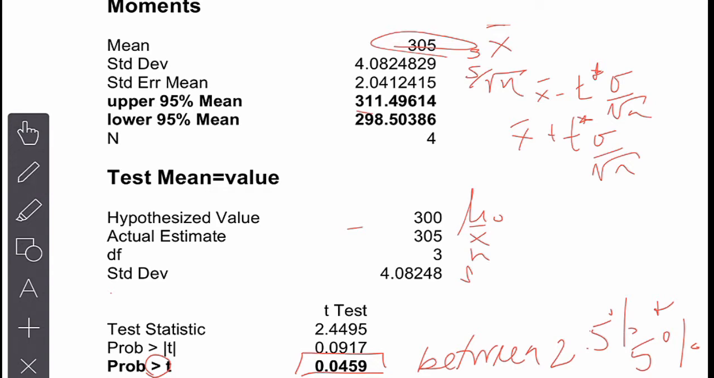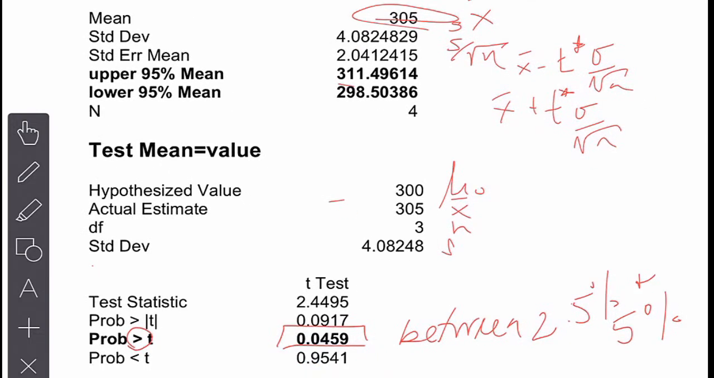So for the Excel code, I put the Excel code at the top of the Moodle page, so you can find that stuff there. So there you go. That's how you read output. That's how you solve that problem.